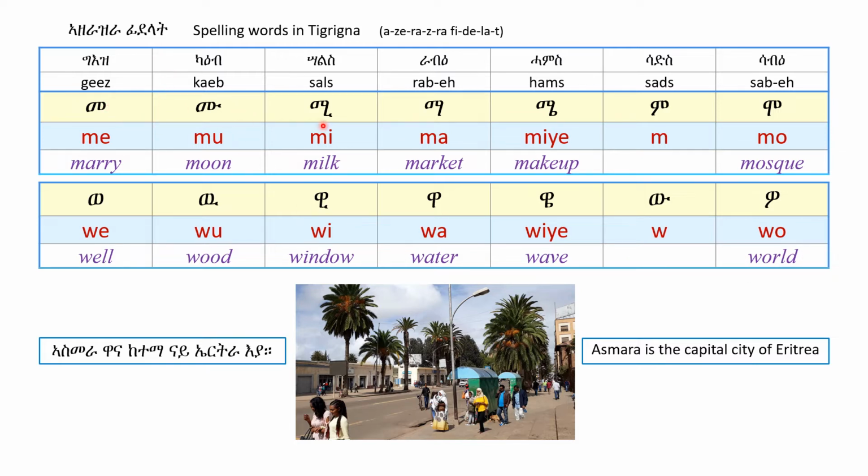Me, mu, mi, ma, mie, m, mo. We, wu, we, wa, we, w, wo. Here we have a full sentence we can already read. Asmara wana ketema nai Eritra iya. Asmara is the capital city of Eritrea.